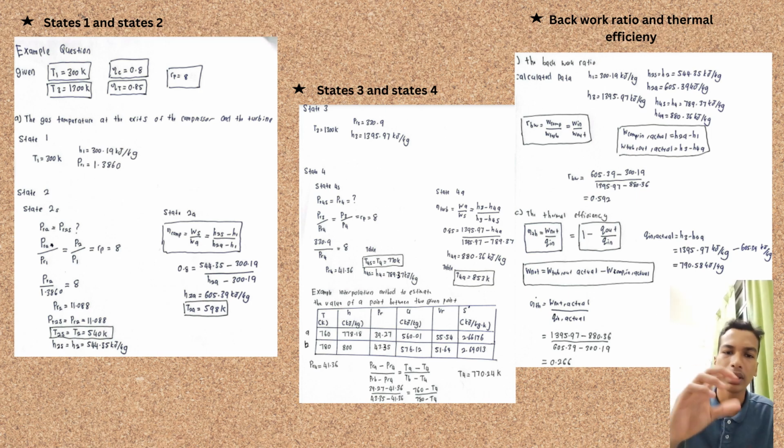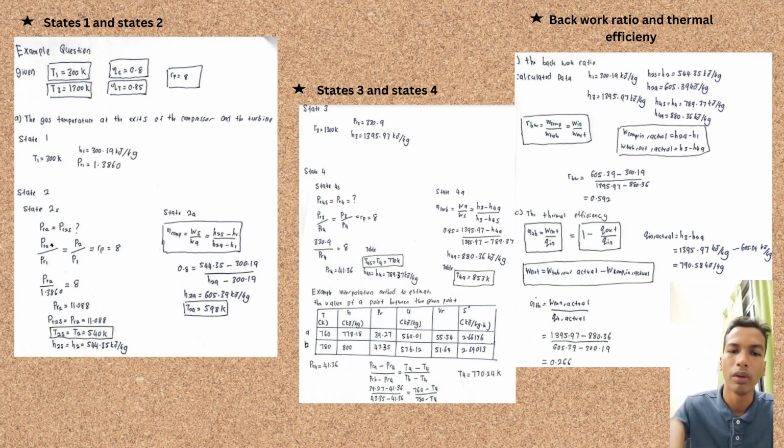For the example question, we are given the efficiency of the compressor and the efficiency of the turbine, and the question asks us to find the exit temperature at the compressor and the turbine. For this question, we have to separate state 1, state 2, state 3 and state 4. But for state 2, we have state 2 for isentropic and state 2 for the actual. Same with state 4, we have S and A.